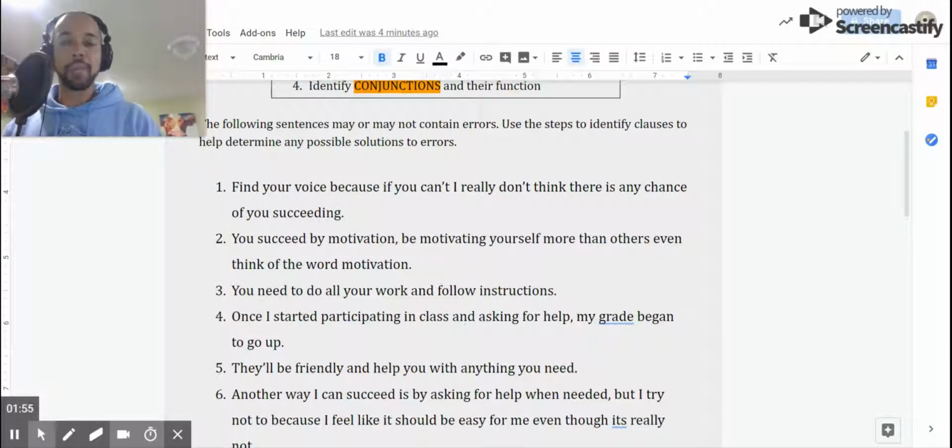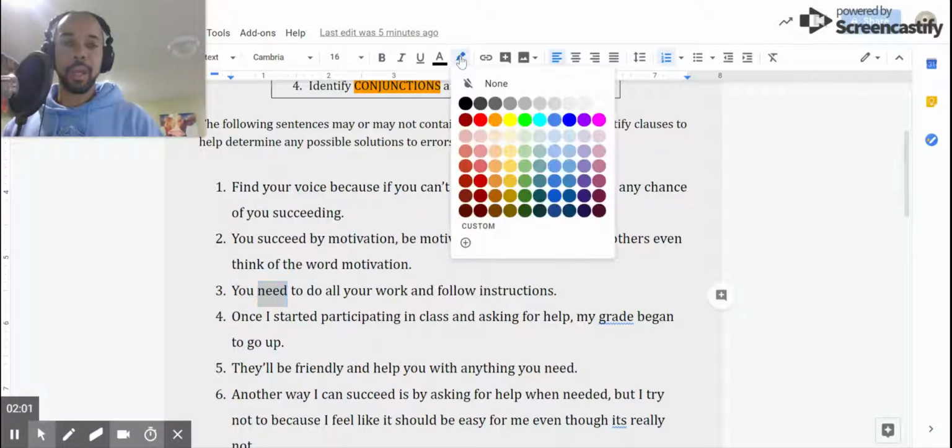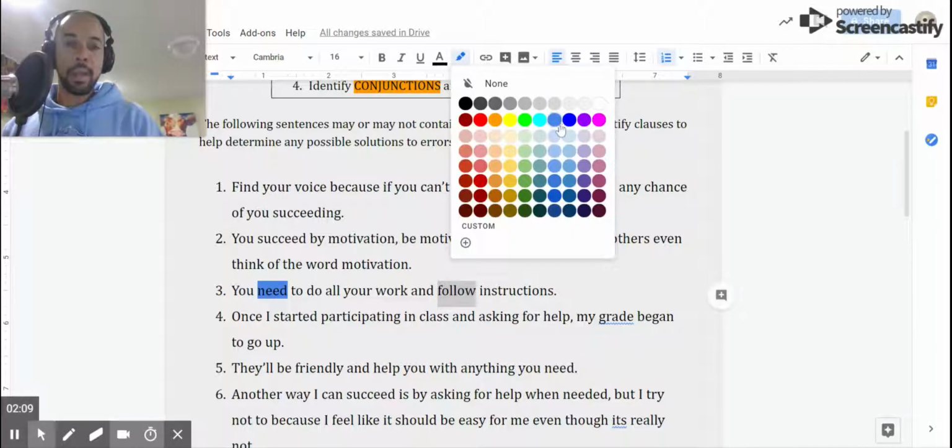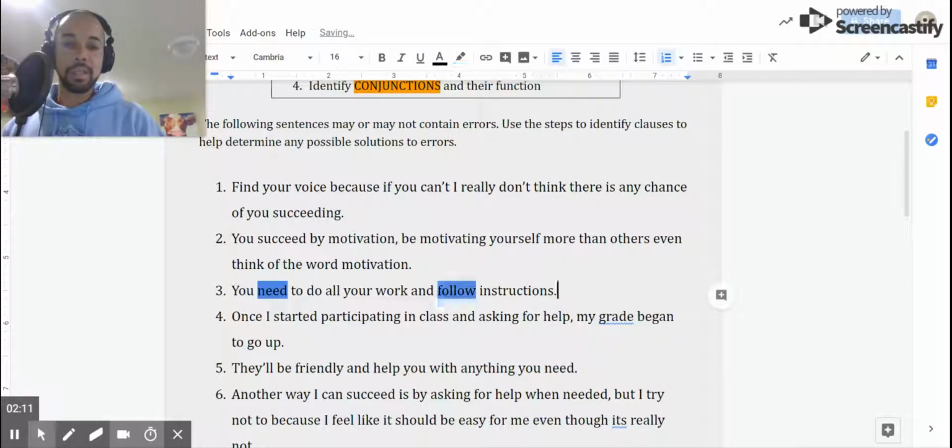So first of all, we're going to identify the verbs. We have the verb need. That is, in fact, a verb. I'm going to put that in blue. Follow is the next one that I quickly identify. And that is it for the verbs.